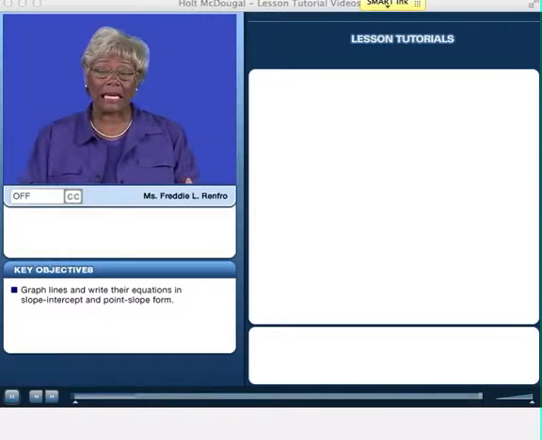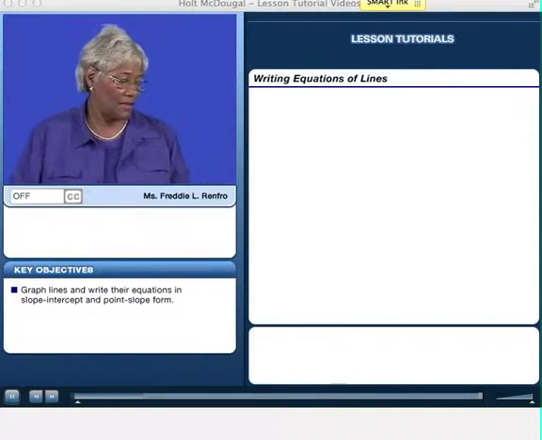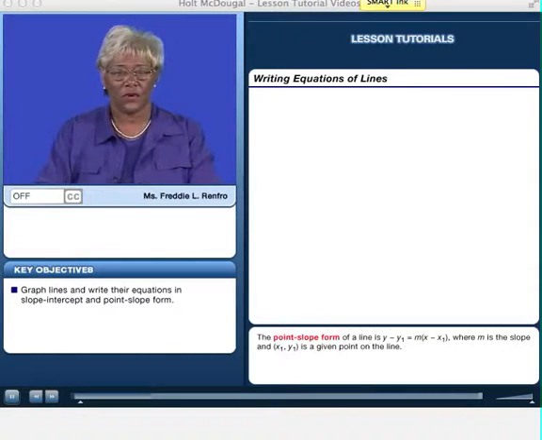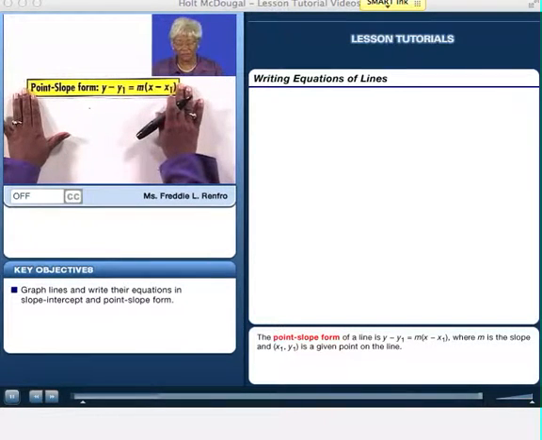The equation of a line can be written in different forms. Here's one form, and it's called the point-slope form.